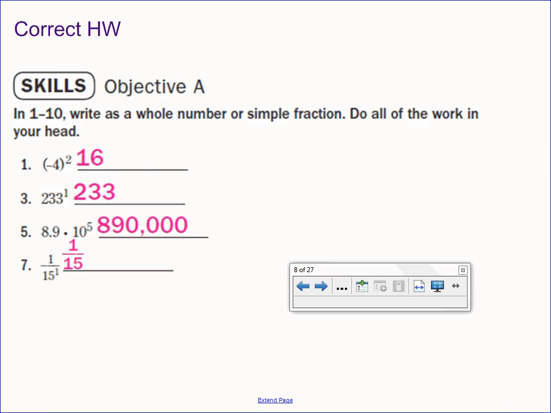And so we broke this up into several different blocks. In our first block, the application of an exponent to a base just means repeated multiplication. That's our definition of exponents. And so in simplifying each of those expressions, we get 16, 233, 890, 1,000, 890,000, and 115. And we'll be advancing soon, so please make sure you're checking.